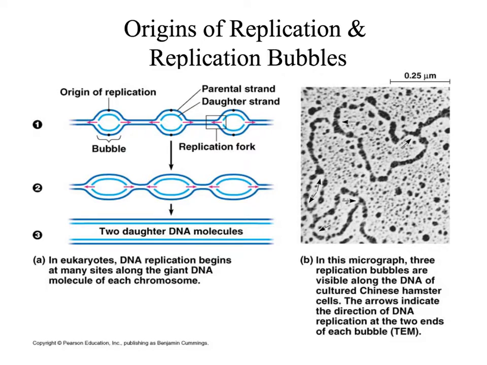Anyways. So the origins of replication. Origin is just going to mean starting point. There's specific nucleotide sequences encoded in the DNA strands that act as starting points. And so it's showing you right here, you have an origin of replication, or a starting point. The enzyme helicase, remember that ASE means what?